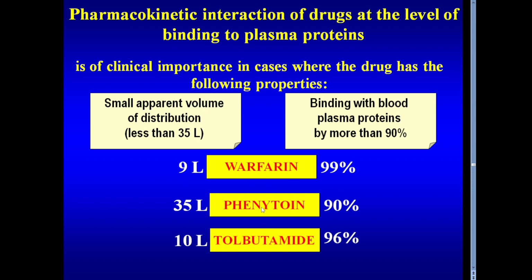When we combine these drugs, we cause an increase of concentration of the agent whose binding to proteins is less. For example, if we combine warfarin and phenytoin, we use a normal dose of phenytoin, but cause increase of effects and intoxication. Because warfarin has taken all places on proteins and there are no places for phenytoin, the free fraction of the drug is increased. That's why the pharmacological effect is increased. So we will see increase of effect, intoxication. Of course, we should take this interaction into account.